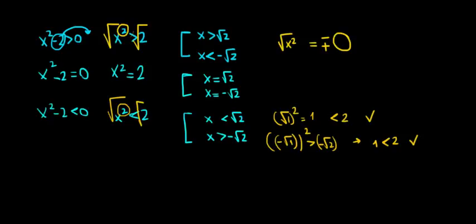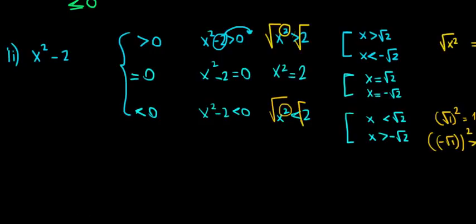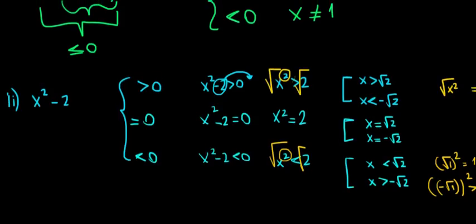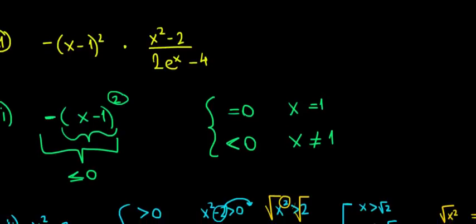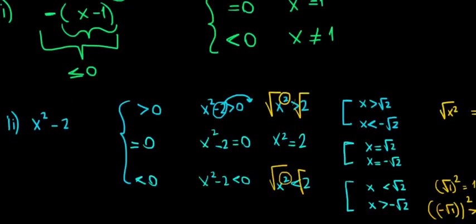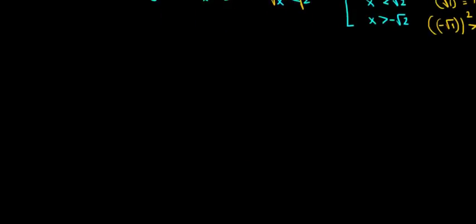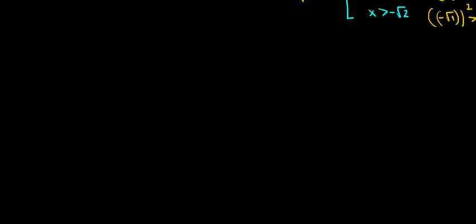Okay, and now the last part, we have the division. Remember, we have x squared minus 2 divided by 2 times e to the power of x minus 4. So we can write this division as a term. We could write that we have 1 over 2 times e to the power of x minus 4.